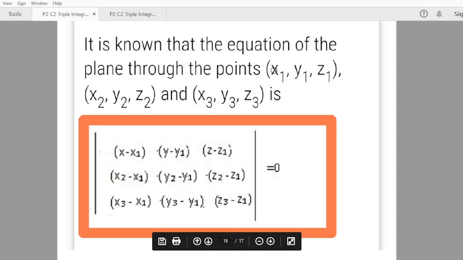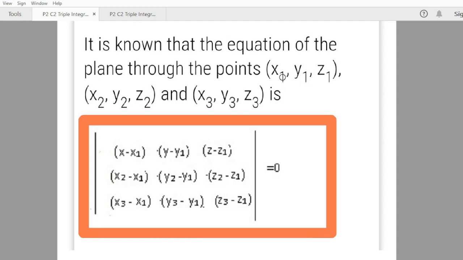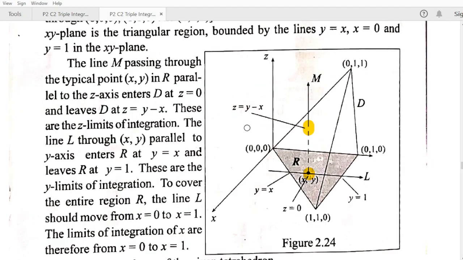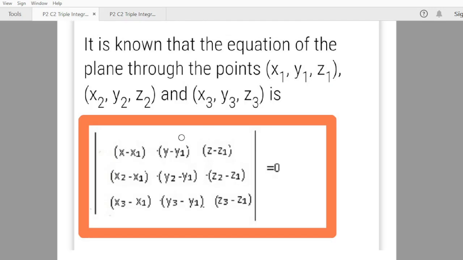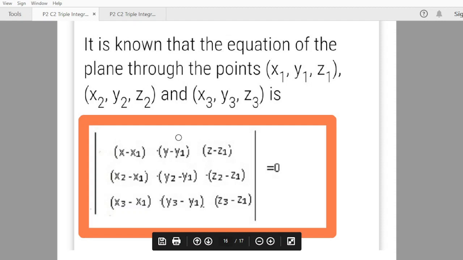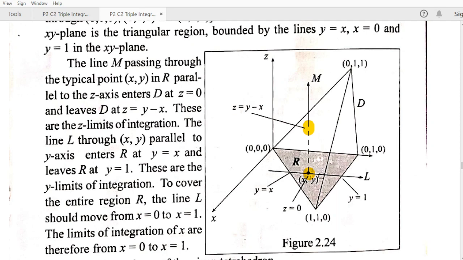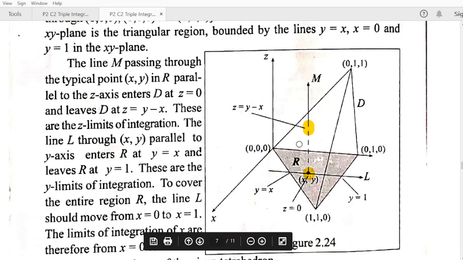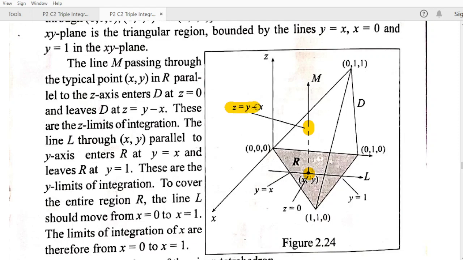So in this particular formula, the 3 points are x1, y1, z1, x2, y2, z2 and x3, y3, z3. So we have to substitute these three points 0, 0, 0, 0, 1, 1 and 1, 1, 0 in this equation, and by simplifying and finding the determinant, we will get the equation of this particular plane. So by using the formula, we get that the equation of this particular plane is z equal to y minus x.